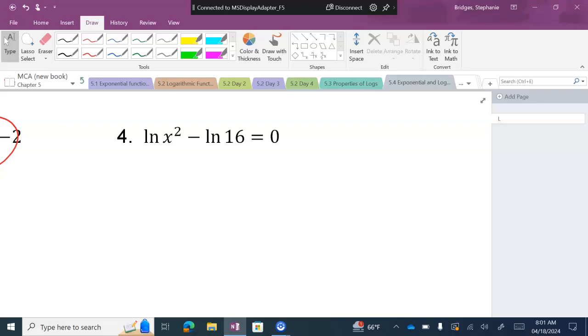We're using the same properties we used with regular logs yesterday. If I have 2 logs that are being subtracted, I can write them as 1 by dividing. So what we're going to do is say the natural log of x squared divided by 16 equals 0. Same rules for regular logs as with natural logs.